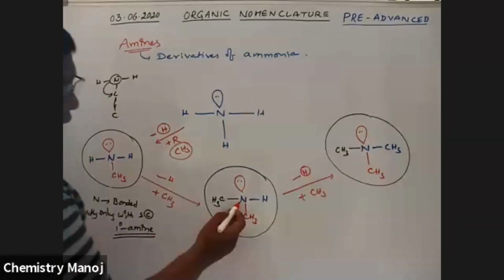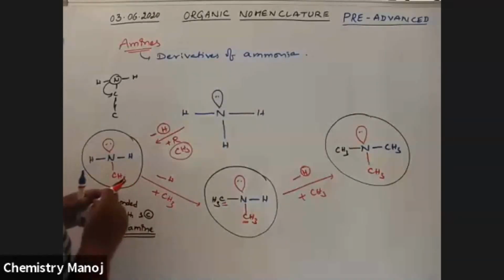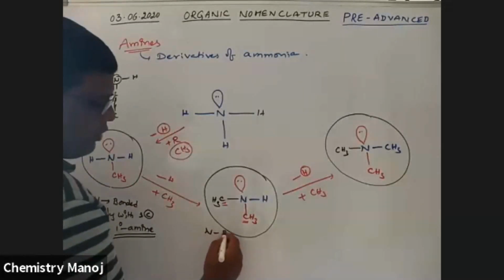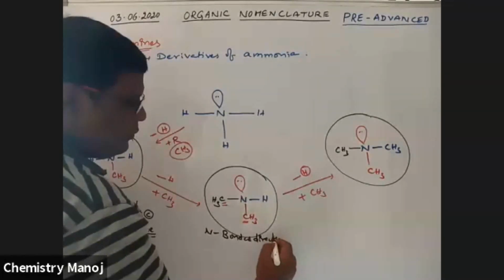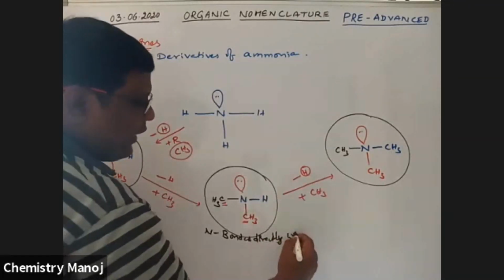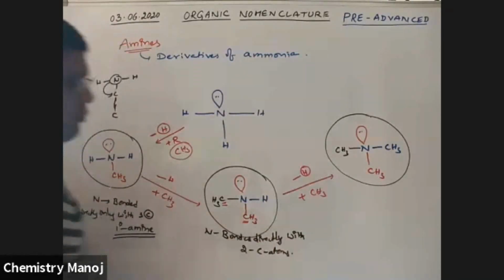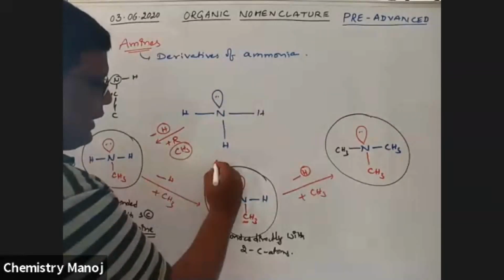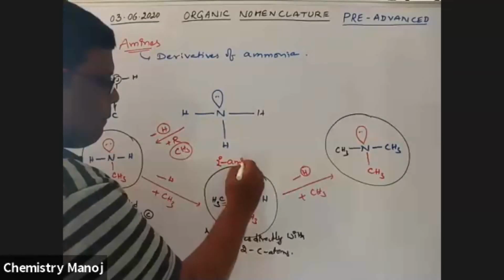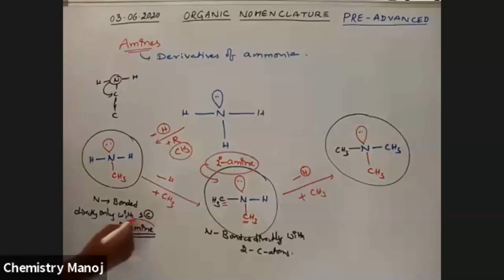Here, nitrogen is bonded to this carbon and this carbon. Therefore, in this case, nitrogen is bonded directly with two carbon atoms. That's why it is called a secondary amine. It is a secondary amine.